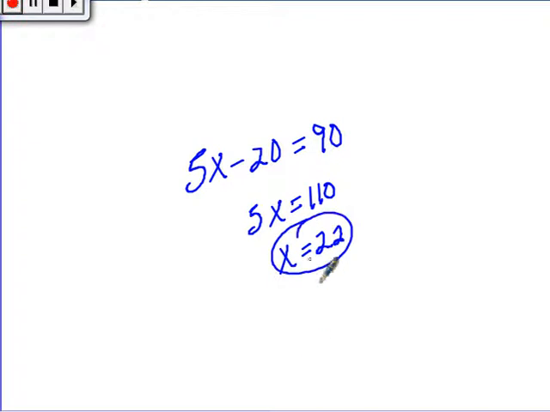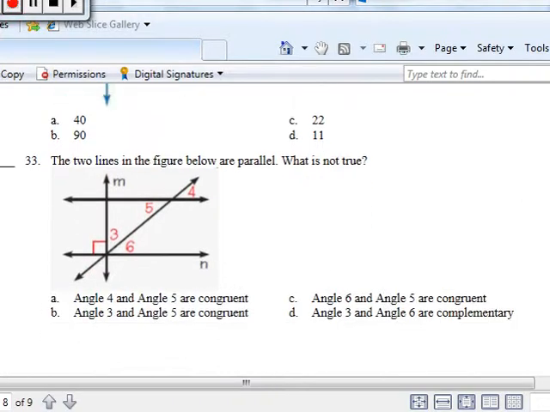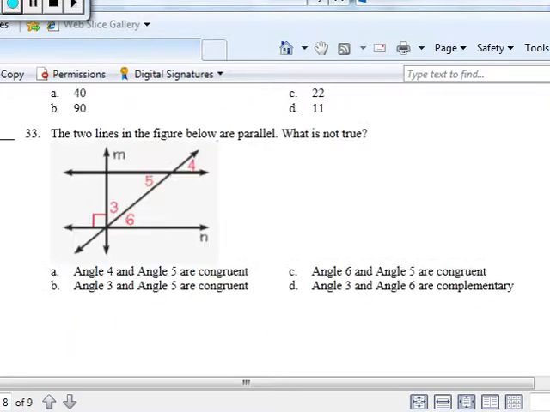But always make sure what I'm asking you. Find the value of x. Okay, we're safe. C, 22. And number 33, which I believe is the last problem, sure enough. Number 33 says the 2 lines in the figure below are parallel. What is not true? That's actually the exact same shape. Remember that proof we did the other day that I had a little trouble with? It's the same one. Now we're working a little bit differently. It says they are parallel. Let's assume that we have parallel lines.